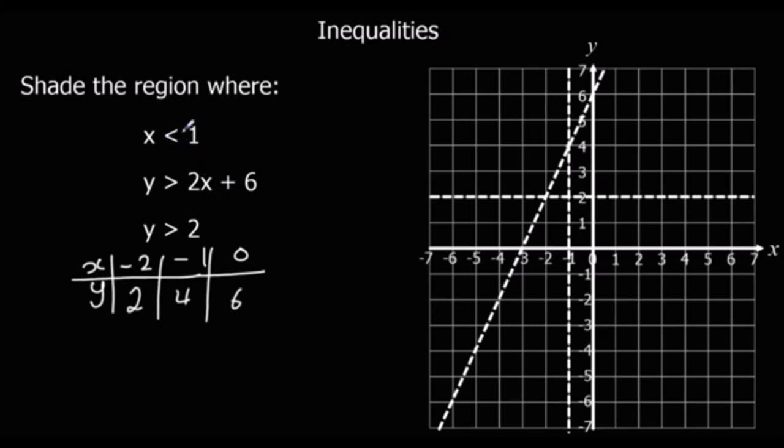So X is less than 1, I've done 1, haven't I? X is less than 1, so that is this side. Y is bigger than 2x plus 6, so bigger than will be on top, so it's this way. And Y is bigger than 2, so up again. So it's this bit here.